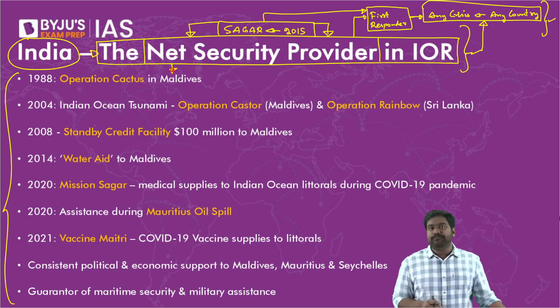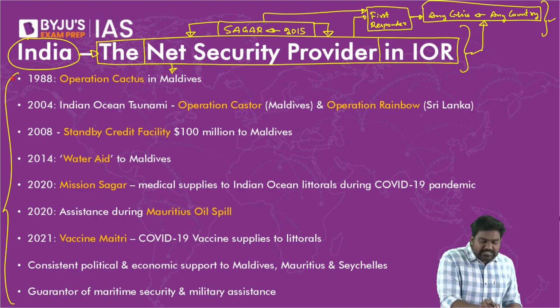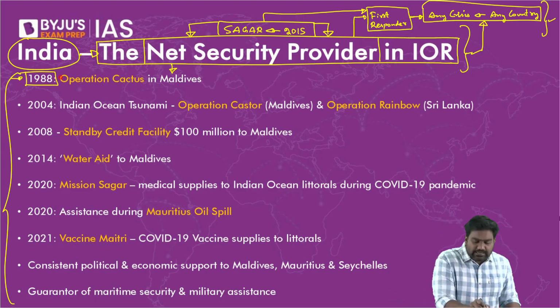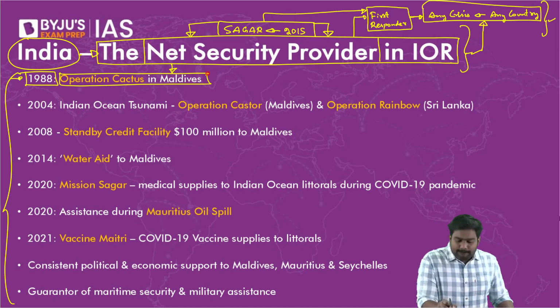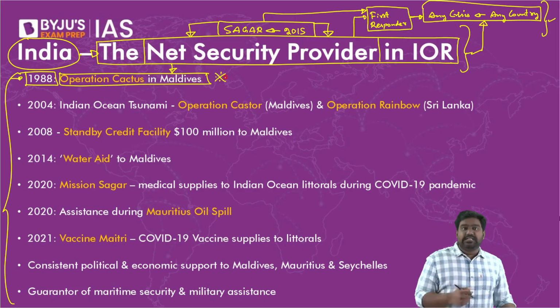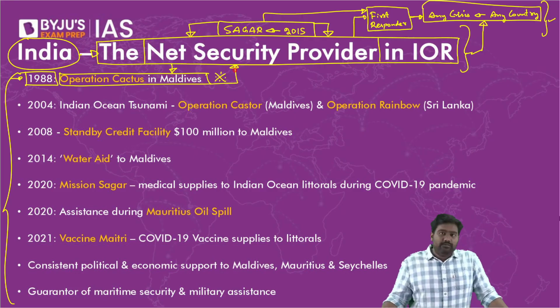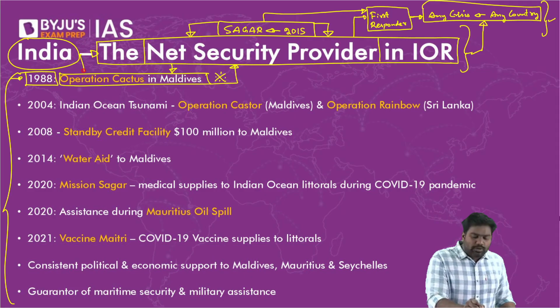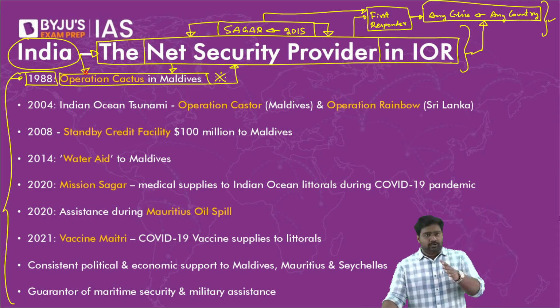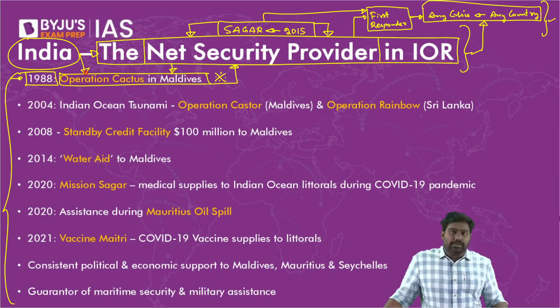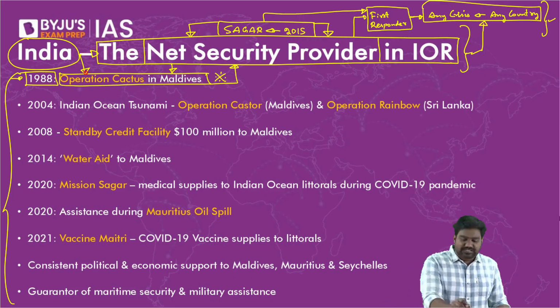We have been the net security provider and the first responder, helping these countries during their times of crisis. For example, we discussed Operation Cactus in Maldives. In the previous class, I mentioned how the Maldivian government was threatened by a Tamil militant outfit in 1988. It was a coup attempt to throw out the government and to assassinate the president of Maldives. So when the president of Maldives requested help, it was India which responded first by launching Operation Cactus.